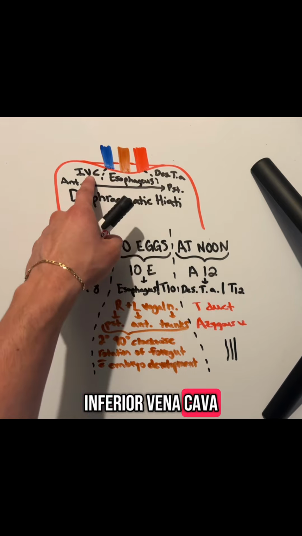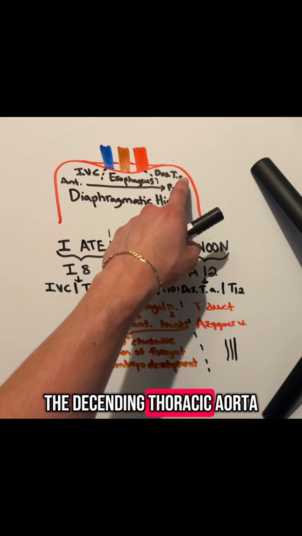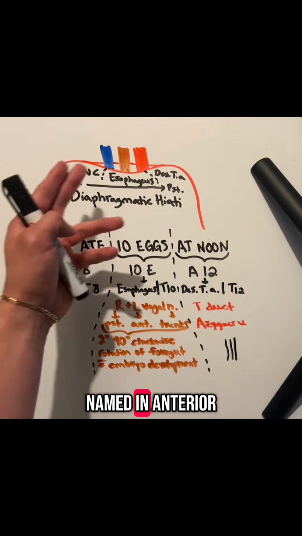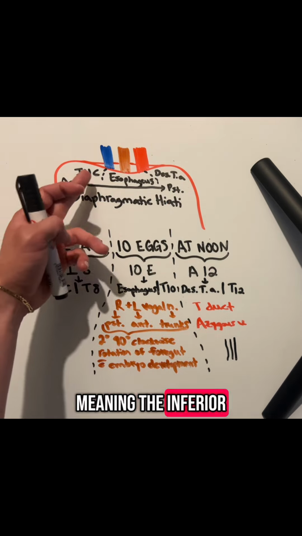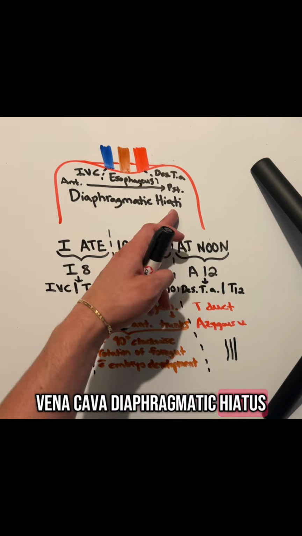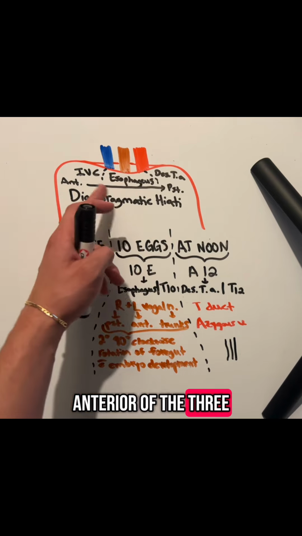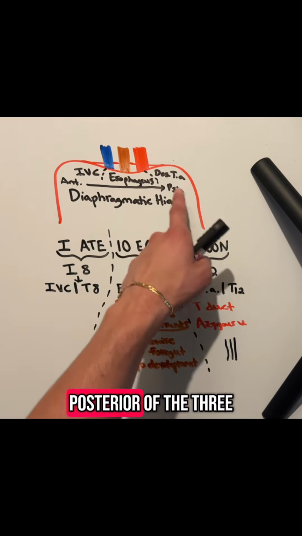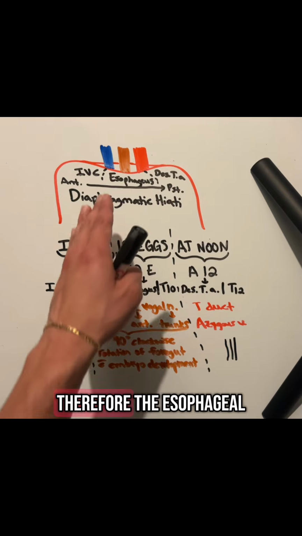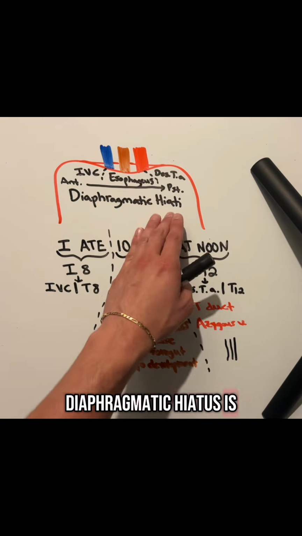One for the inferior vena cava, the esophagus, and the descending thoracic aorta, named in anterior to posterior orientation, meaning the inferior vena cava diaphragmatic hiatus is the most anterior of the three, whereas the descending thoracic aorta diaphragmatic hiatus is the most posterior of the three. Therefore, the esophageal diaphragmatic hiatus is in the middle.